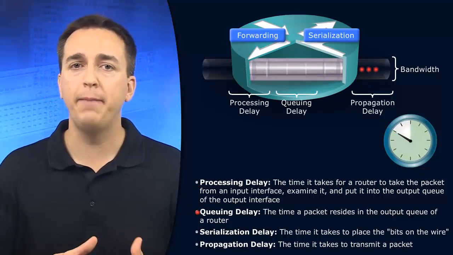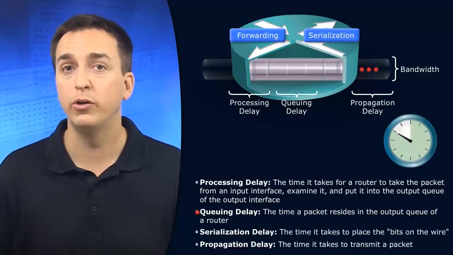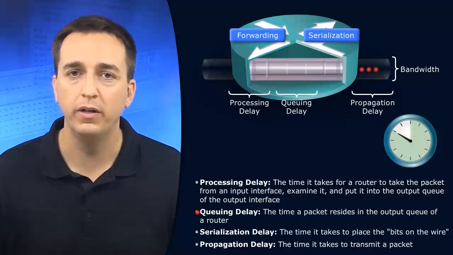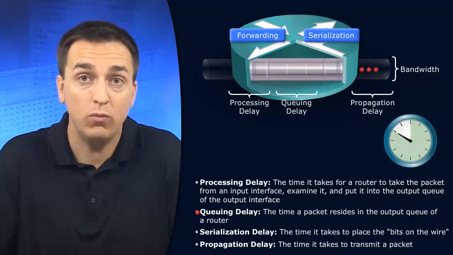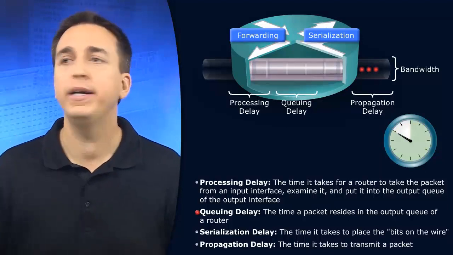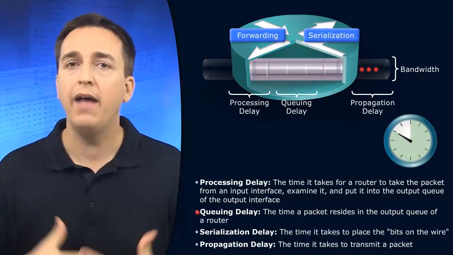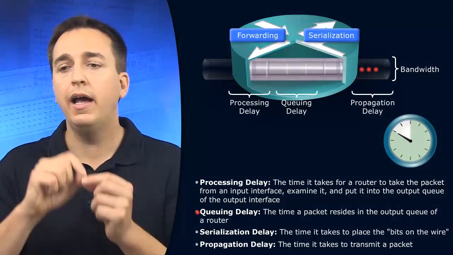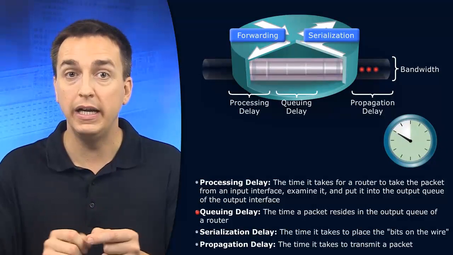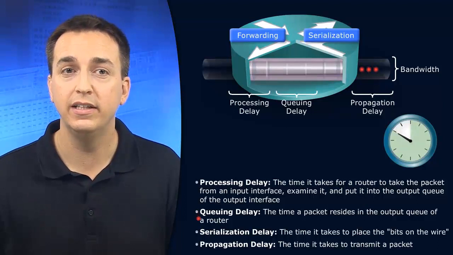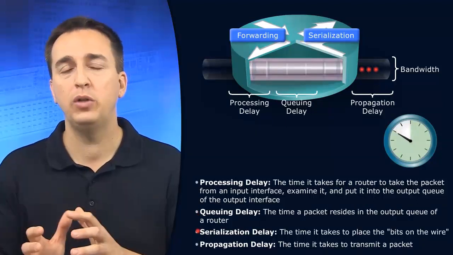The queuing delay is the time that our packet's going to hang out in the output queue. So it's the waiting room. You're waiting for what? You're waiting to be put on the wire. Now, why might you be waiting in the queue for a very long time? Because there's other packets in there that are taking up space. And they are large packets and they are slowly being serialized, meaning placed into bits on the wire. So all of these come into play.